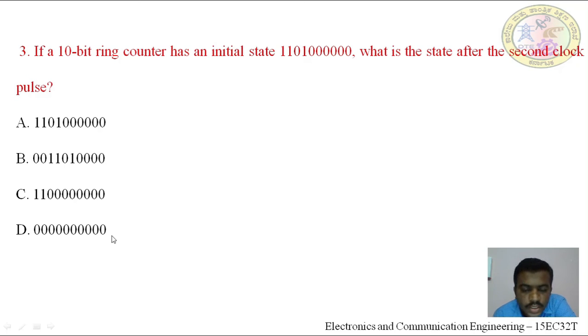Here we have a 10-bit ring counter and the initial state of the ring counter is 1101000000. After the two clock pulses, the two LSB bits are shifted to the MSB bit positions. Hence, after two clock pulses, the state of the 10-bit ring counter will be 0011010000. The answer for this question is B, 0011010000.